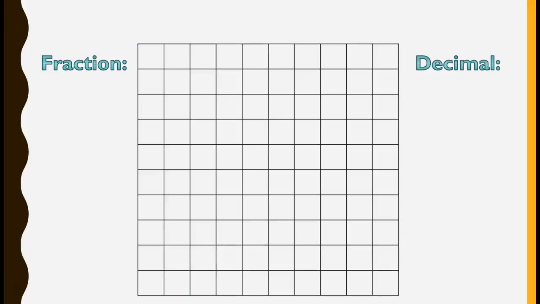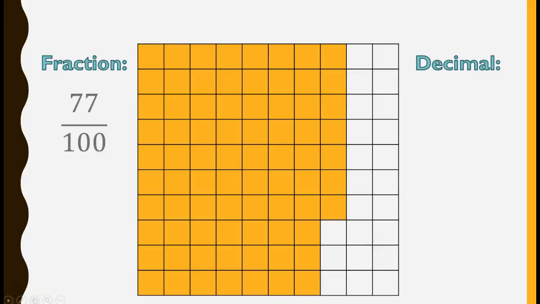What if you had a model that looked like this? How would you write that as a fraction? How would you write that as a decimal? Well, this is 1, 2, 3, 4, 5, 6, 7 rows of 10. And then 1, 2, 3, 4, 5, 6, 7. Okay, so that is 77 out of 100. 77 hundredths. So then if you wrote that as a decimal, 77 hundredths. Very good. All right, so now here's a challenge for you.